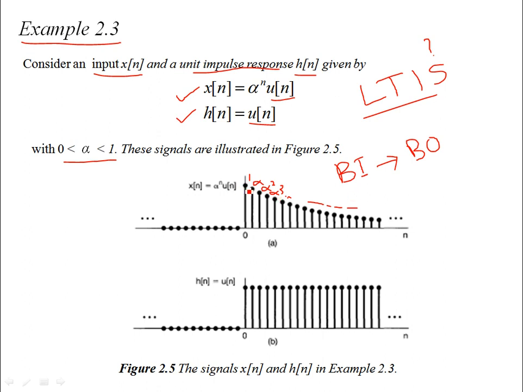Now we know that the input is bounded, so x of n has a maximum bound for all n, and that bound is unity. The magnitude of x of n is less than or equal to 1 for all n. That means it's a bounded sequence. H of n is the unit step function, so it starts at 0 and goes to infinity.